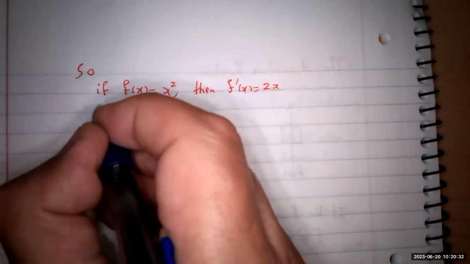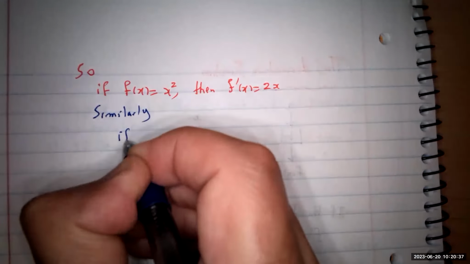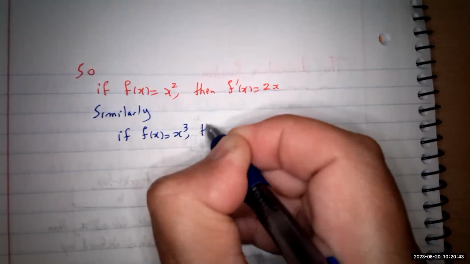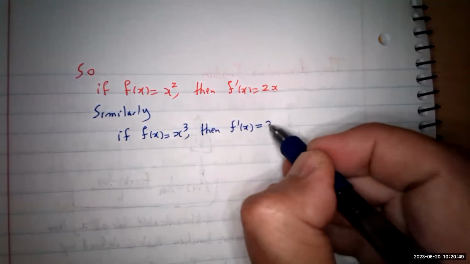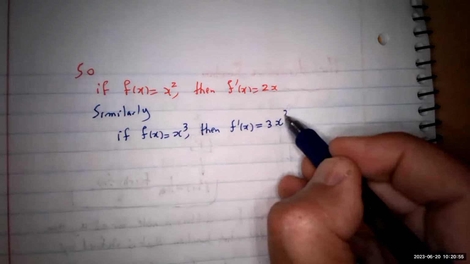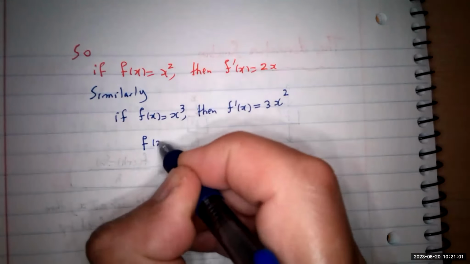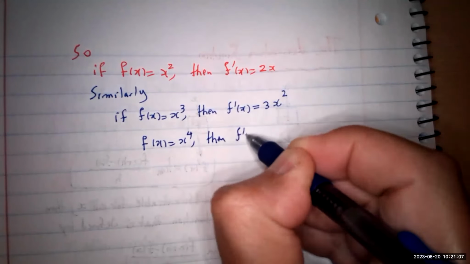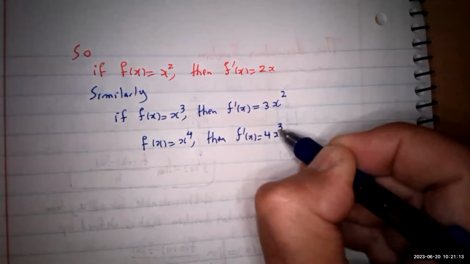So similarly, I'm not going to prove it, but similarly, if f of x is equal to x cubed, then f prime of x would be, you bring the 3 down, 3x to the, we reduce the power by 1 unit. 3 minus 1 would be 2. See? Same thing. F of x equal to x to the 4th. Then f prime of x would be, we bring the 4 down, x to the power 4 minus 1, 3.